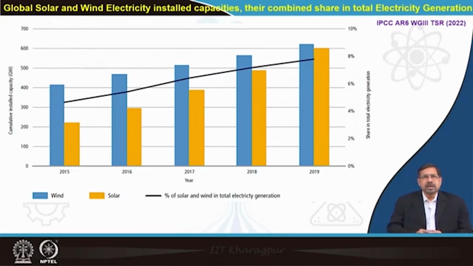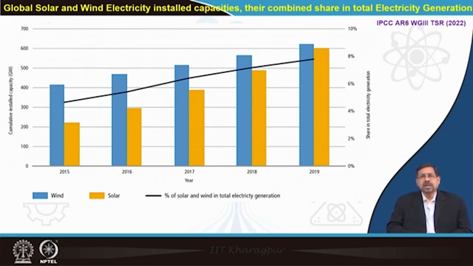This particular bar diagram talks about the global solar and wind electricity installation capabilities. We can see the blue histogram represents the wind energy, whereas the orange one indicates the solar energy. What is the potential as we move from 2015 to 2019? On the y axis is shown the cumulative installation capacity in gigawatts of energy generation, whereas on the y prime axis is mentioned the share in total electricity generation.